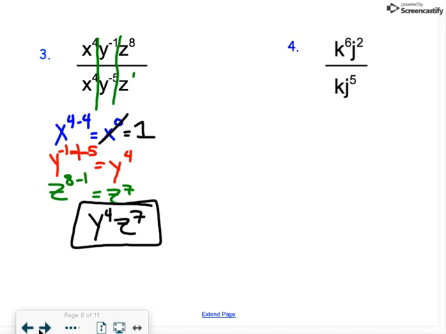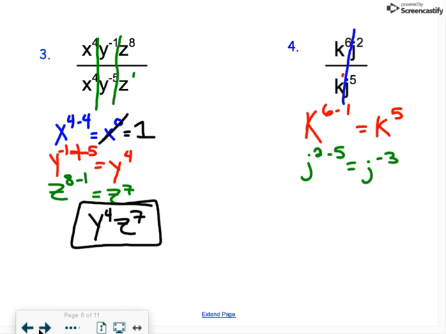Moving over here to the right. Now we're going to split these up, worry about each variable by itself. So we have k to the 6th minus 1. We've got to remember that has an exponent there. So this is going to equal k to the 5th. And then we have j to the 2nd minus a 5. Well, this is going to be j to the negative 3rd.